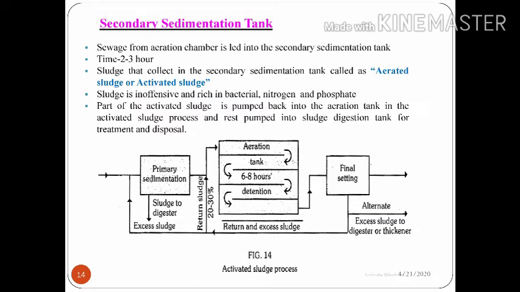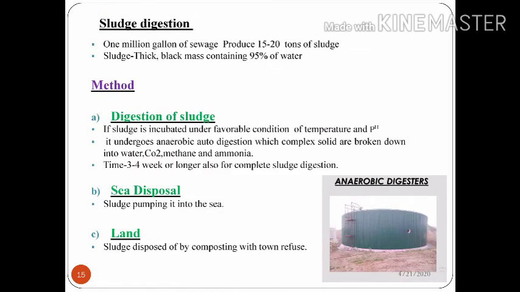Part of the activated sludge is pumped back into the aeration tank in an activated sludge process, and the rest is pumped into the sludge digestion tank for treatment and disposal. A picture of the activated sludge process is given here. Please go through it.